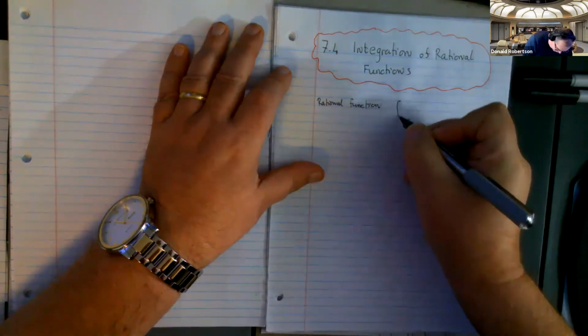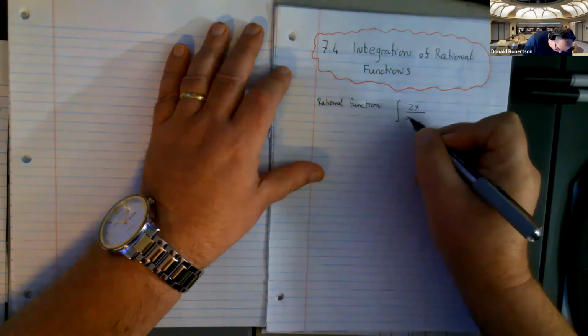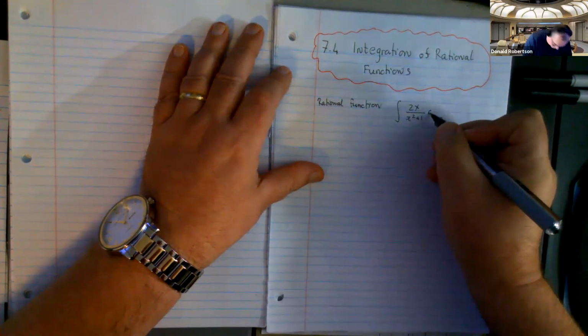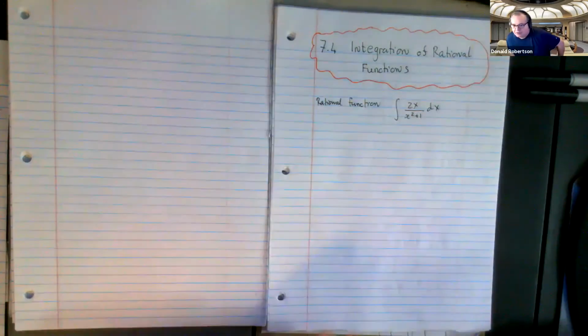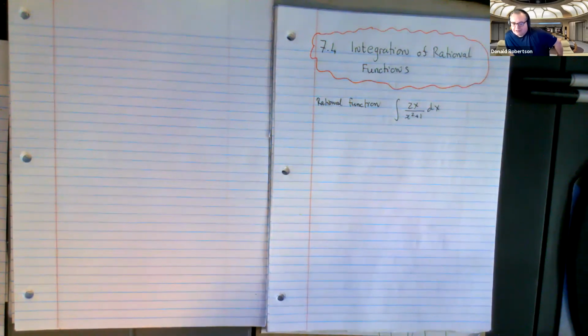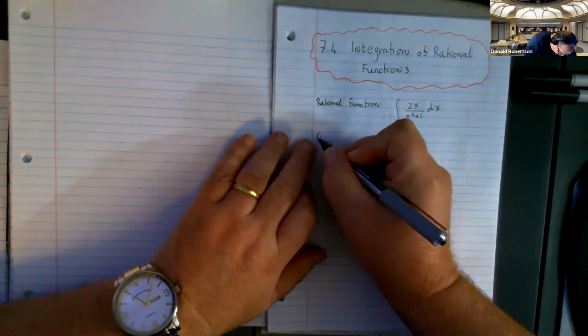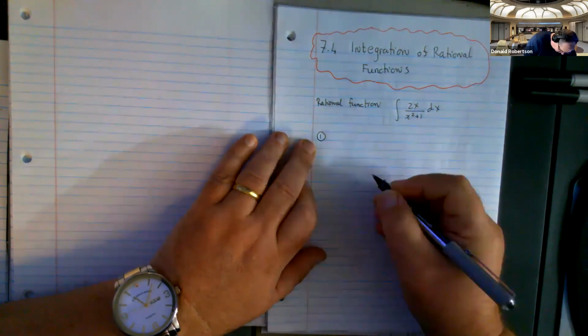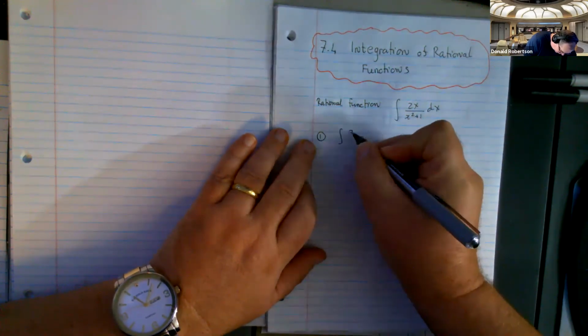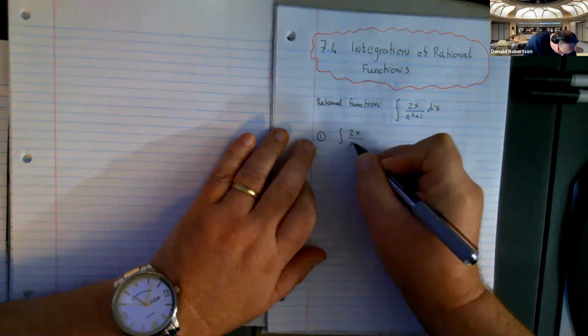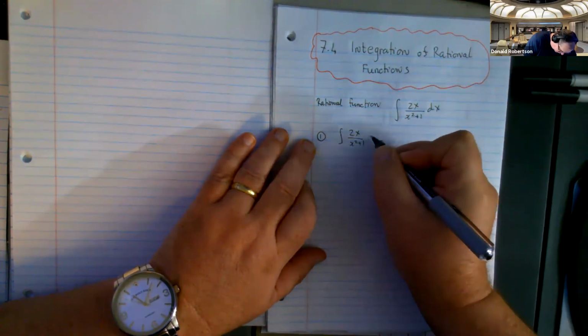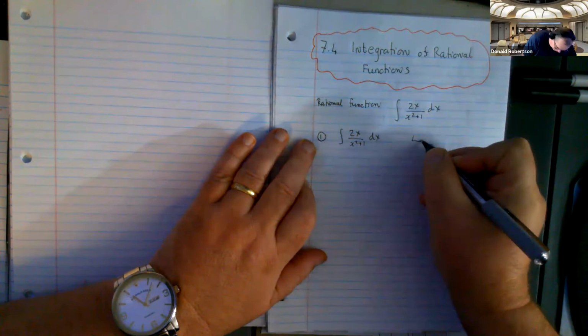This is an example of a rational function. It's basically a fraction function. So we're going to learn techniques for integration of fractional rational functions. And they're going to fall into two categories. The first type of rational function, and this is an example of it, are ones that you can solve by doing u-subs.